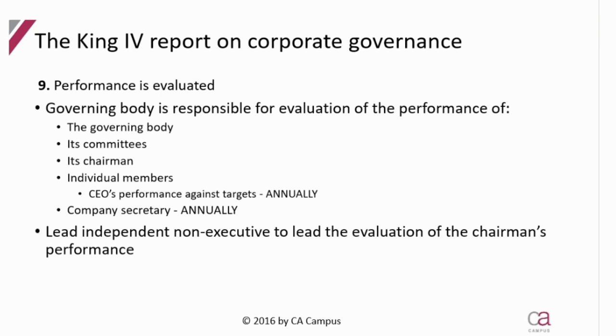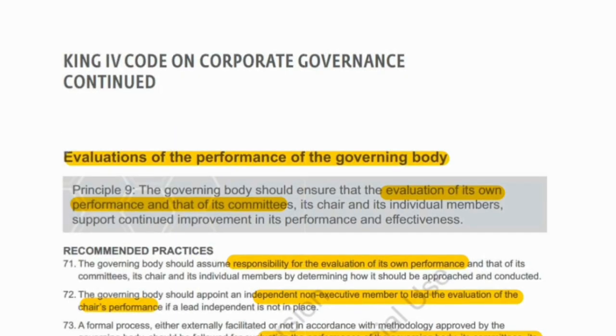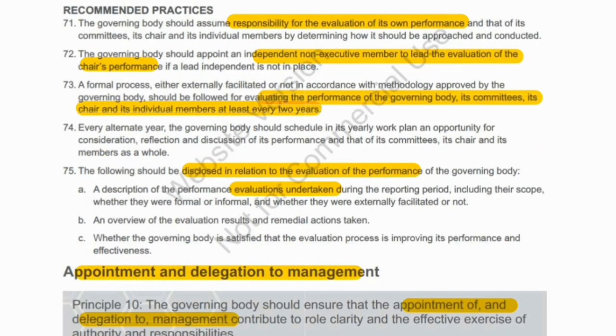Performance evaluation. Guys, I'm going to do this really quickly because we've already discussed how every 2 years the governing body is responsible for evaluating the governing body, its committees, its chairman, and its individual members. However, annually, they have to test the CEO and the company secretary. And I've just made the note there that the lead is the lead in the chairman's evaluation. So paragraph or principle 9, there it is. Very small, nicely summarized. Everything I've highlighted is there.